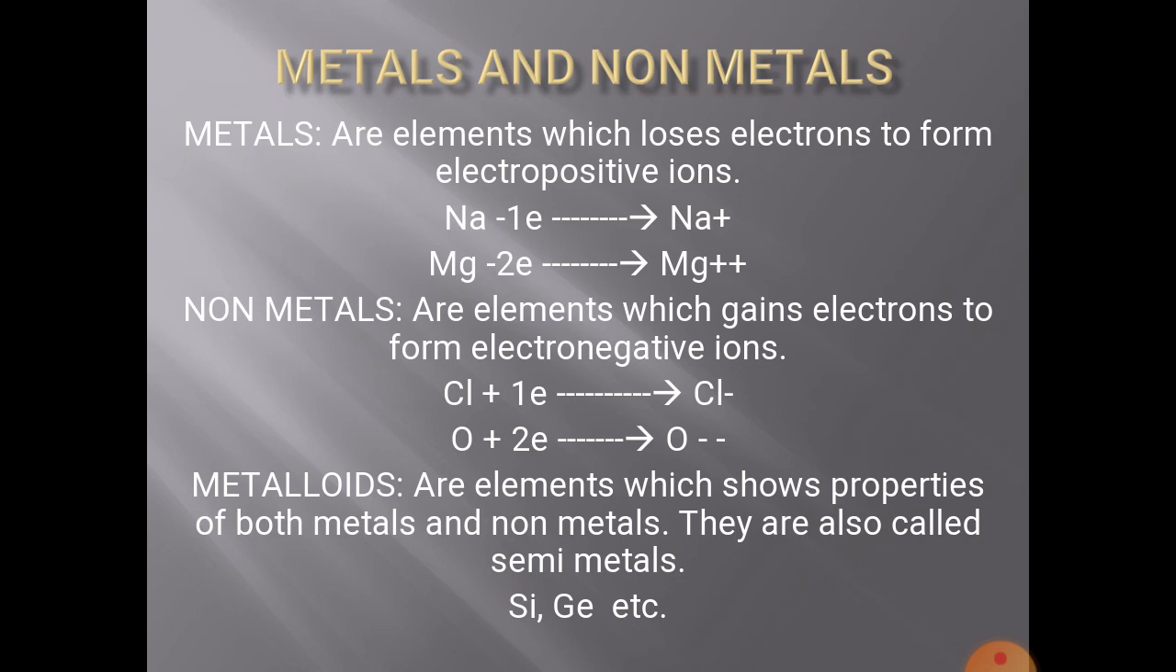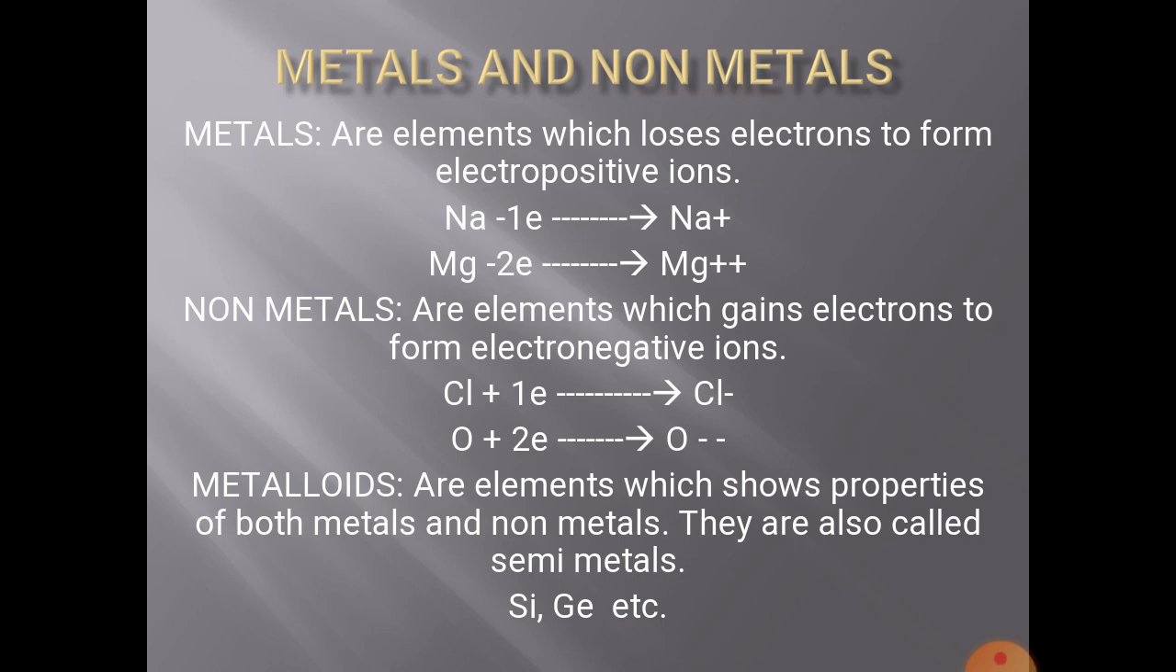So, let us try to understand what are metals. Metals are those elements which lose electrons to form electropositive ions. Let us take few examples. Sodium. The atomic number of sodium is 11. Its configuration is 2, 8, 1. So it has got one valence electron. If it loses that one valence electron, it will have a noble gas configuration. So what happens with sodium? It loses that electron to become inert. So sodium loses one electron to form Na+, and Na+ is an electropositive ion.